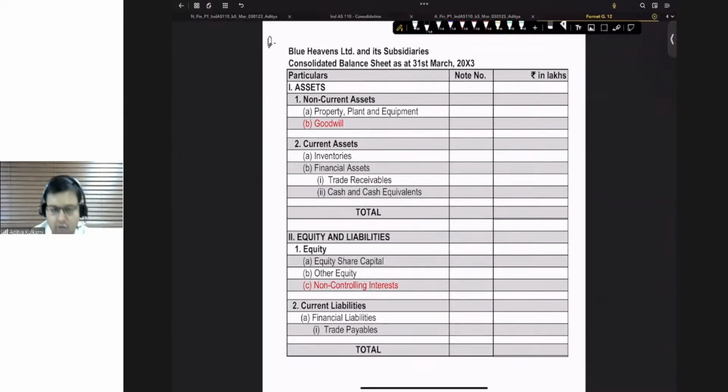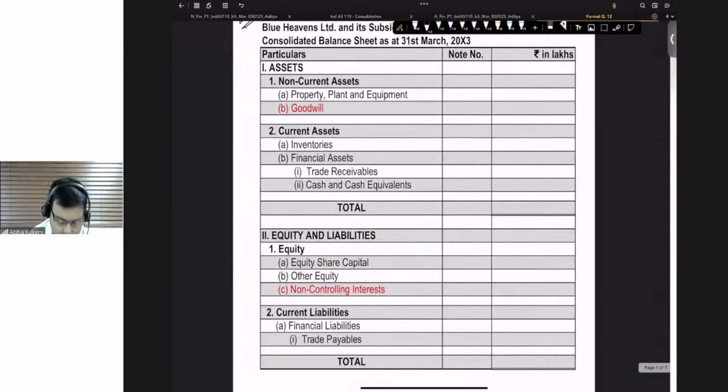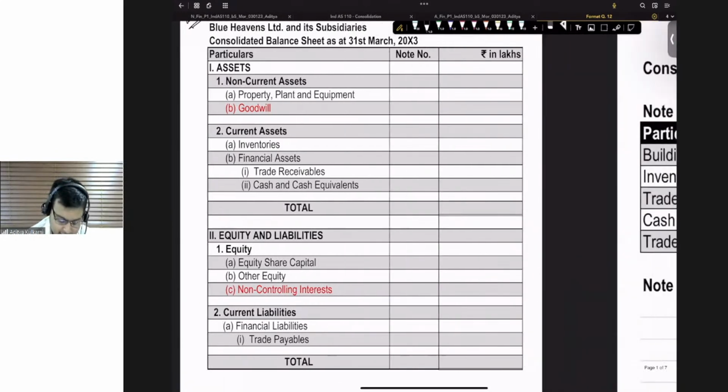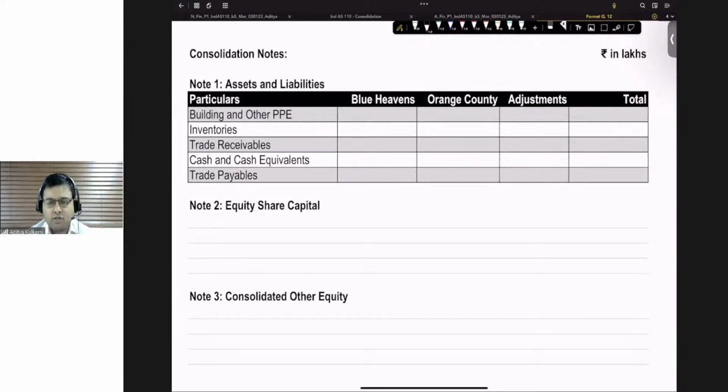See, as of now, for the purposes of the class, it's okay if you don't draw these formats. Okay, this format, you can always do it later on after the class, because all the balance sheet totals are given in this note, assets and liabilities. And goodwill is going to come from working note 2, and NCI is going to come from working note 3. Equity capital is of the parent always, consolidated. So all the details are there here. It's just a matter of posting in the balance sheet.